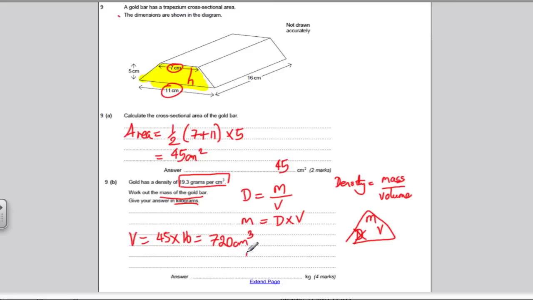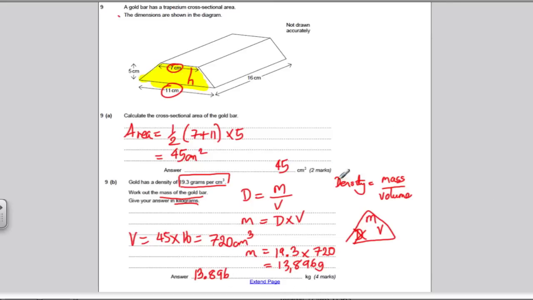So therefore, what's the mass? The mass is the density, which is 19.3 grams per centimeter cubed, times 720 centimeters cubed, and you would get 13,896, and the unit you would get out of that is grams. It asks for your answer in kilograms, so you divide this by 1,000, which is 13.896 kilograms, and you're done.